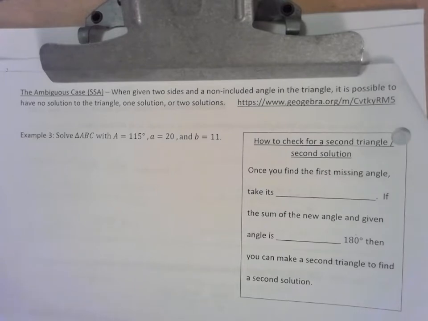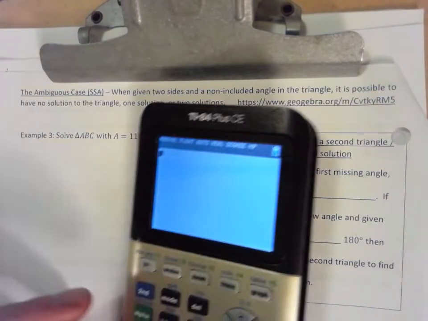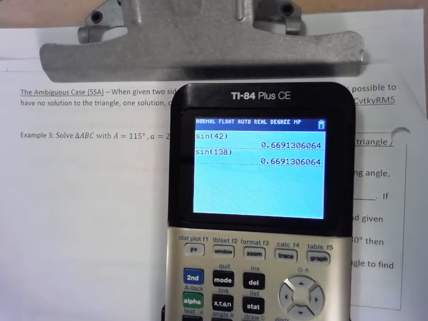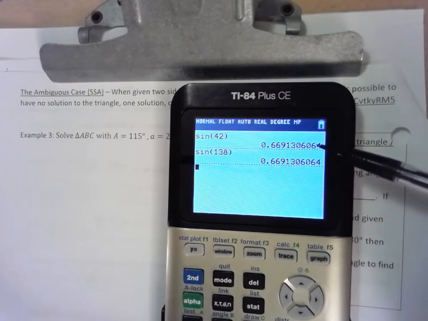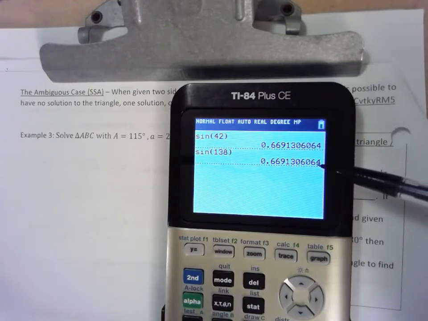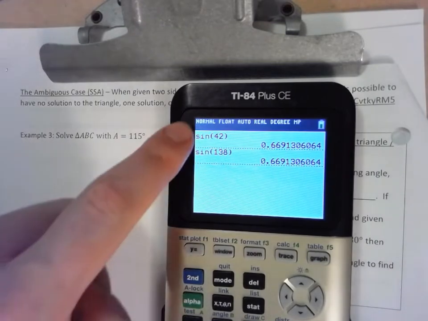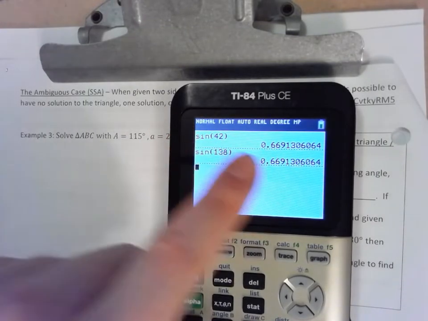Just so you know, if I find any angle and take the sine of that angle, let's do the sine of 42 degrees, and I hit enter, that gives me this ratio. And what is the supplement of 42? That's 138. If I take the sine of 138 degrees, what you'll notice is I get the same ratio of opposite and hypotenuse. An angle in the first quadrant has an angle in the second quadrant that has the same y coordinate. That's why there's an ambiguous case, because there could be two angles that have the same ratio.